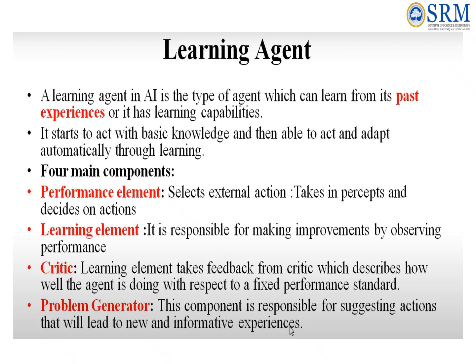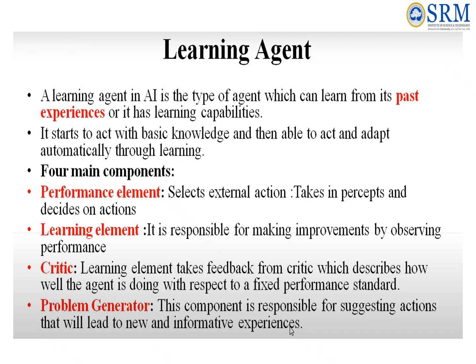So the last type of agent is the learning agent. The learning agent is the most advanced type of AI agent. Unlike other agents, it can learn from experience, so it improves its performance over time and adapts to changes in its environment. So this is about the learning agent.